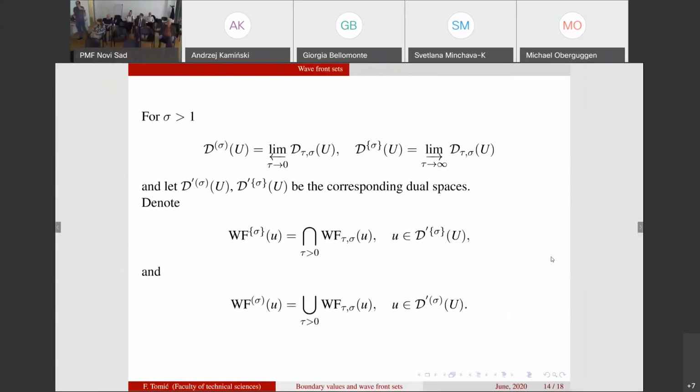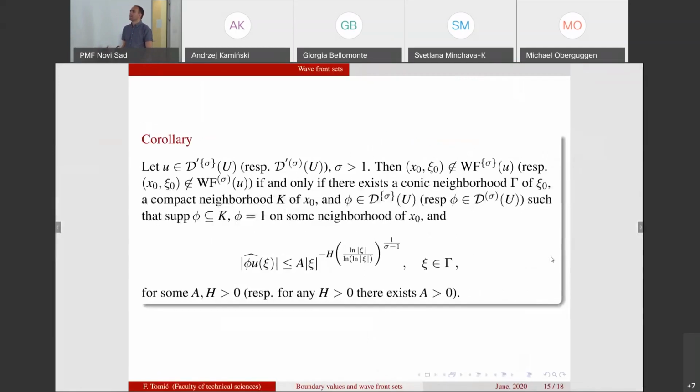But what if we take intersections and unions in the test case, P with respect to tau? Then we can, of course, do the same thing with wavefront sets and define it for this type of distribution. So we define the dual spaces of these and then take the corresponding intersections and unions of wavefront sets. And then we can actually prove the following.